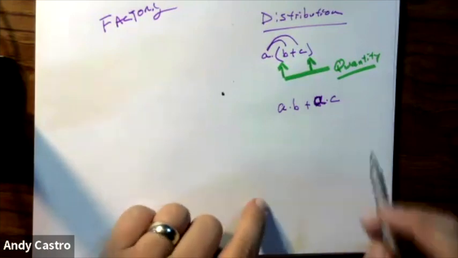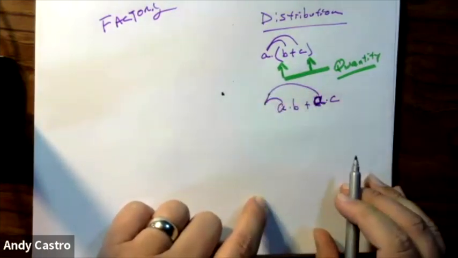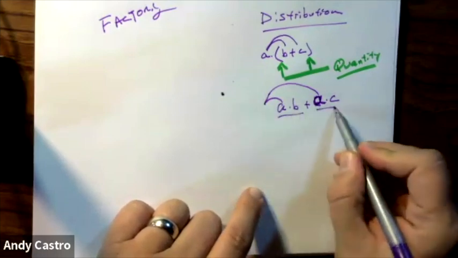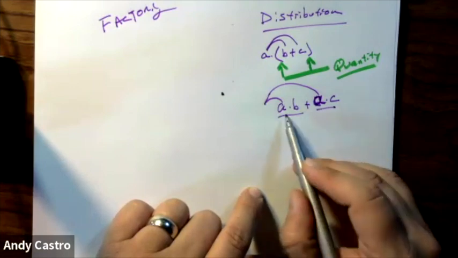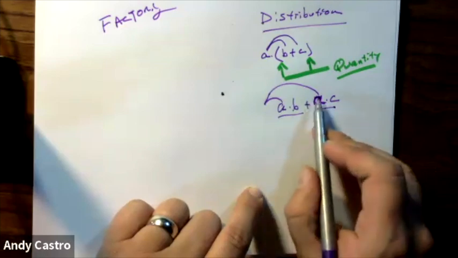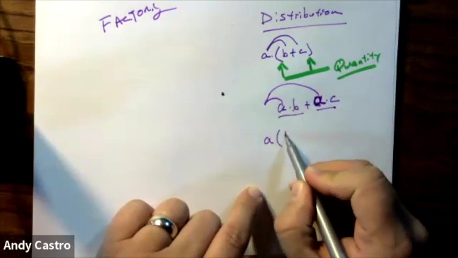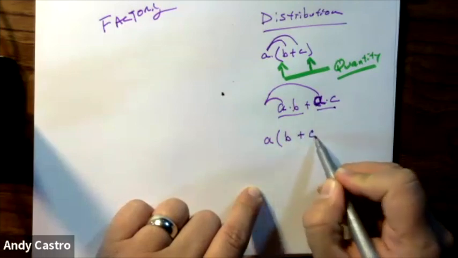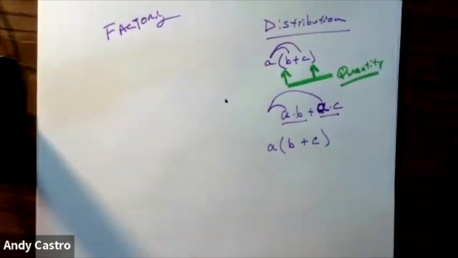Now we can do the opposite as well. We can pull out a common factor. So these two terms have within them common factors, the factors of A and B and the factor of A and C. So we can pull out the common one, which is the A, and what's left is B plus C. All right, and that's what we call factoring, okay?